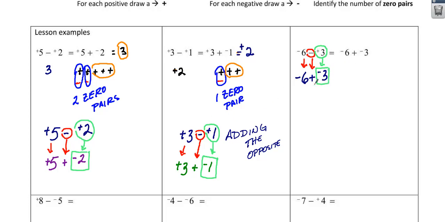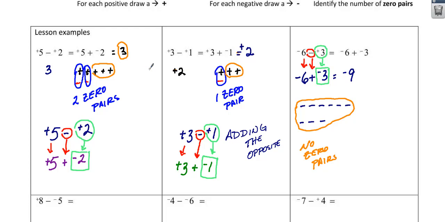Now, I bet you're already looking at this because you've gotten good at adding integers. I bet you're already looking here and going, oh, that's 6 negatives. 1, 2, 3, 4, 5, 6 negatives, and 3 more negatives. Those are all the same thing. There are no 0 pairs at all. So since they are all the same thing, we just add them all together and we get our answer, which is negative 9.